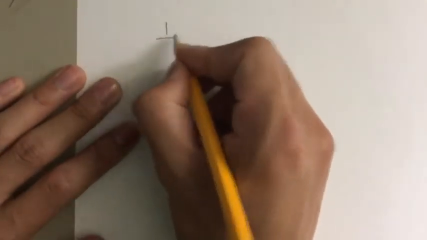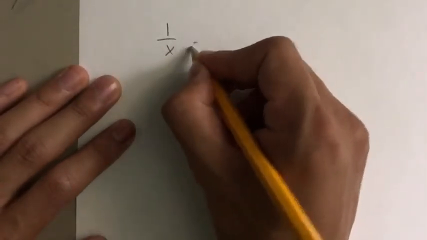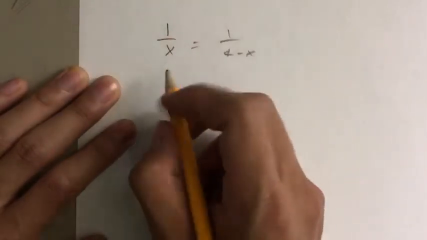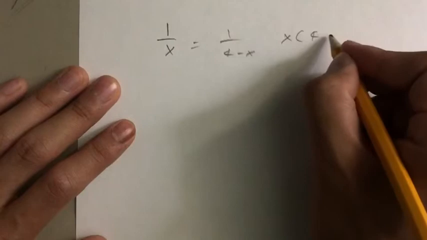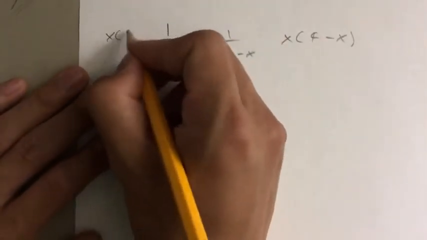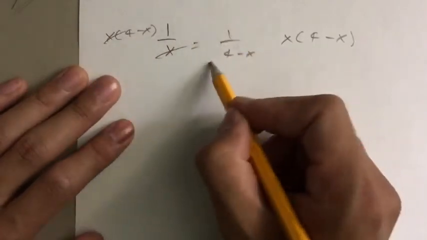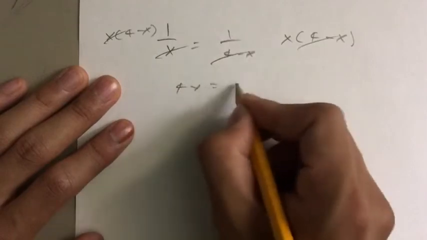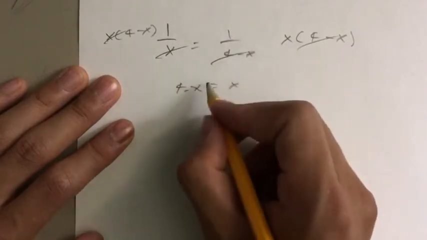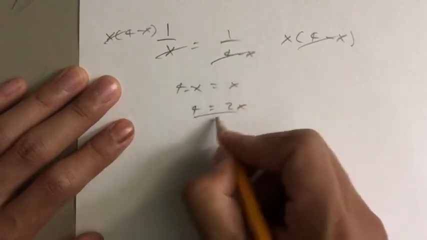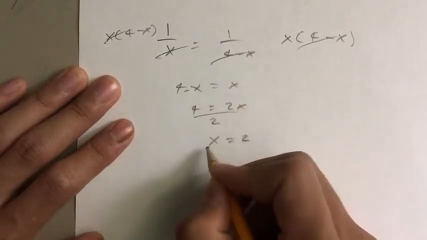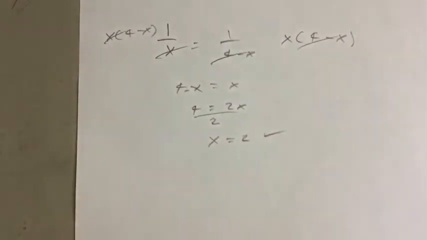I'm just going to give you one example, and you'll just have more practice along the way. But here we go. 1 over x equals 1, 4 minus x. So what we can do is multiply both sides by this common denominator. And if we multiply both sides by the same thing, it doesn't matter, because you can do that, and it won't really change anything. So, there, cross that out, you get 4 minus x equals x, and 4 equals 2x, divided by 2, x equals 2. And that's the end. So that's how you solve rational equations. You'll have enough practice, and you'll probably pick it up very soon.